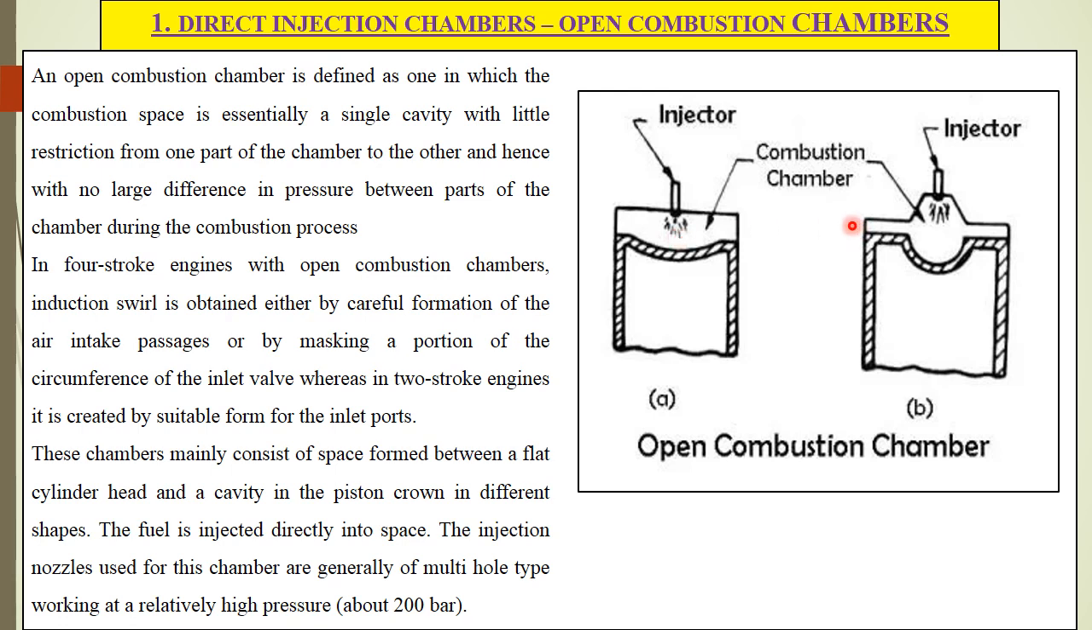Drawbacks: high fuel injection pressure is needed, hence complex design of the fuel injection pump, as in this case we require high injection pressure of around 200 bar. That's why the design used for the fuel injection pump is complex. Then there is the necessity of accurate metering of fuel by the injection system for small engines. So again, the fuel injection system plays an important role in open combustion chambers.